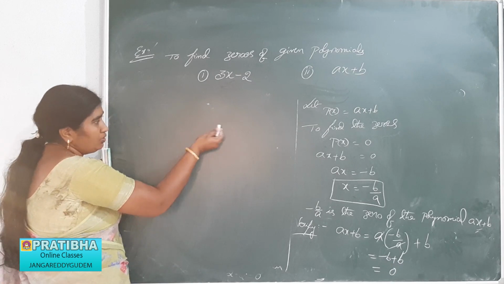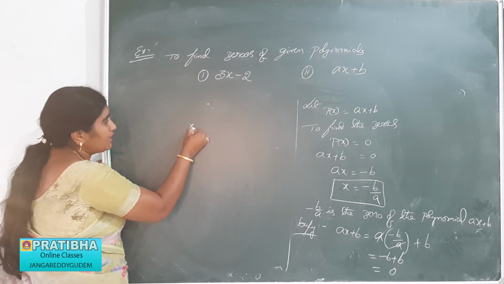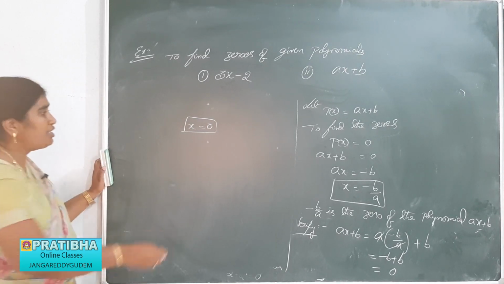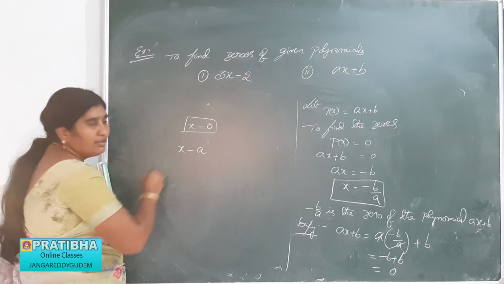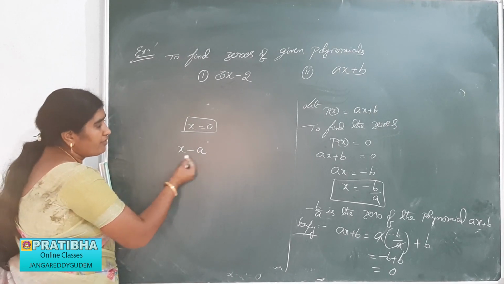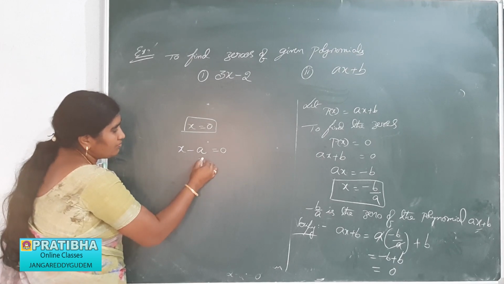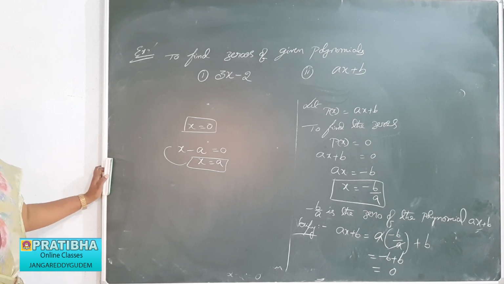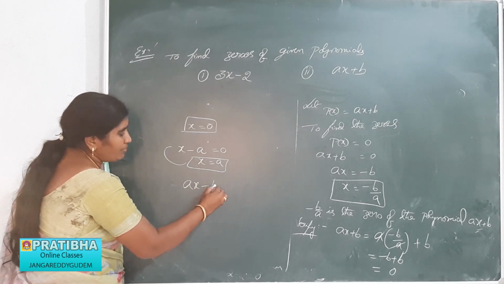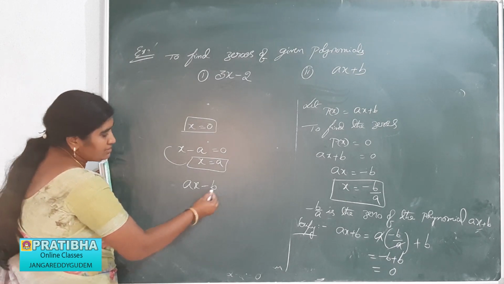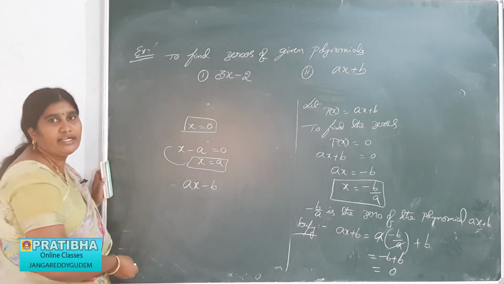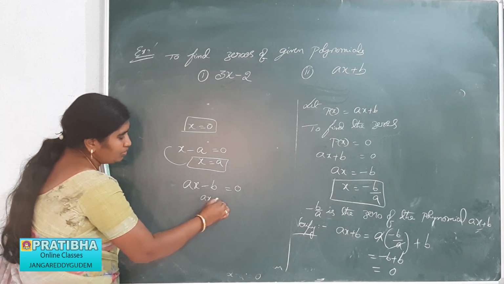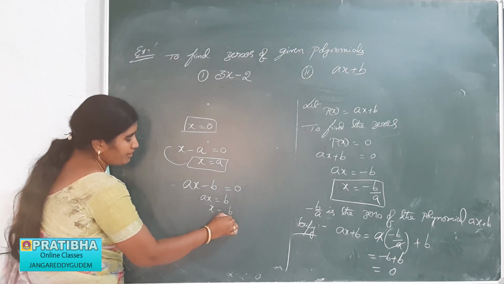Similarly, zero of the polynomial x: to find the zeros, given polynomial equal to 0, then x equal to 0. X equal to 0 is the zero of the polynomial x. Zero of the polynomial x minus a: given polynomial equal to 0, then x equal to a. X equal to a is the zero of the polynomial x minus a. Next, ax minus b: ax minus b equal to 0, ax equal to b, then x equal to b by a.